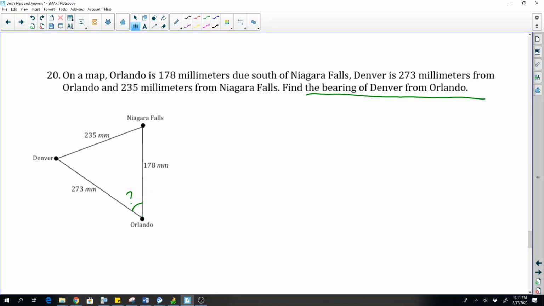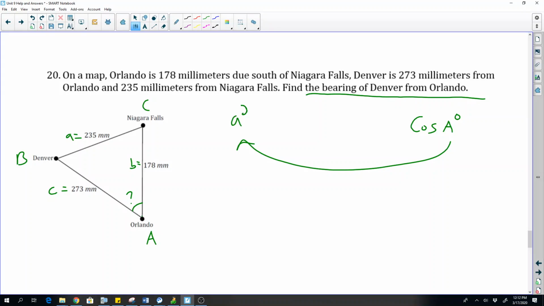So if you want to just label A, B, and C, you can, just like we did before, to make it easy on you. A, B, and C. And that means that this is little a, and this is little b, and this is little c. So we're just trying to find angle A. And so we're going to start with angle A over here, and then work our way backwards. Remember, it's cosine of the angle. And then you jump over to here and start with little a then, because we're trying to find angle A, Orlando, is equal to b squared plus c squared.